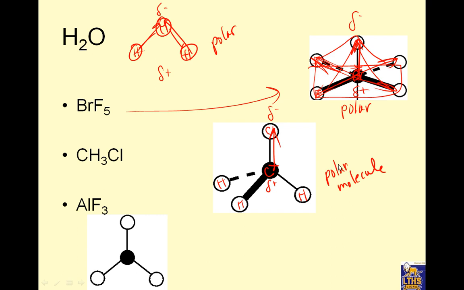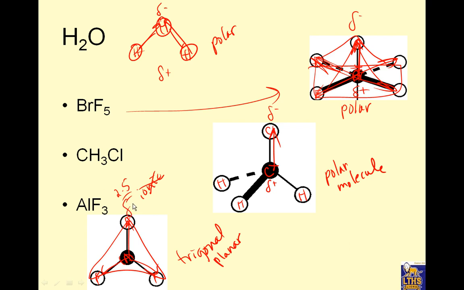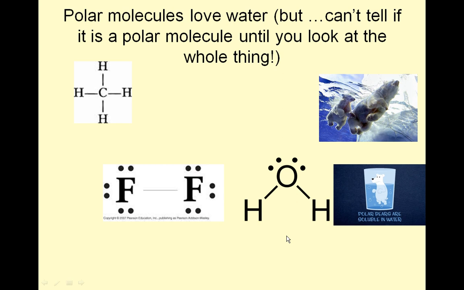Alright, AlF3. Ignore the fact that aluminum and fluorine would probably make an ionic bond because the difference is 2.5. What's the diff? 2.5, that says ionic. But we'll ignore that for now and say this is the aluminum and these are the fluorine. Pulling that way, pulling that way, pulling that way. But this is a trigonal planar, a flat triangle. All around the outside you got negative, negative, negative. There's no top of the hill, no bottom of the hill that's different. So this is nonpolar. Arrows cancel, nonpolar.